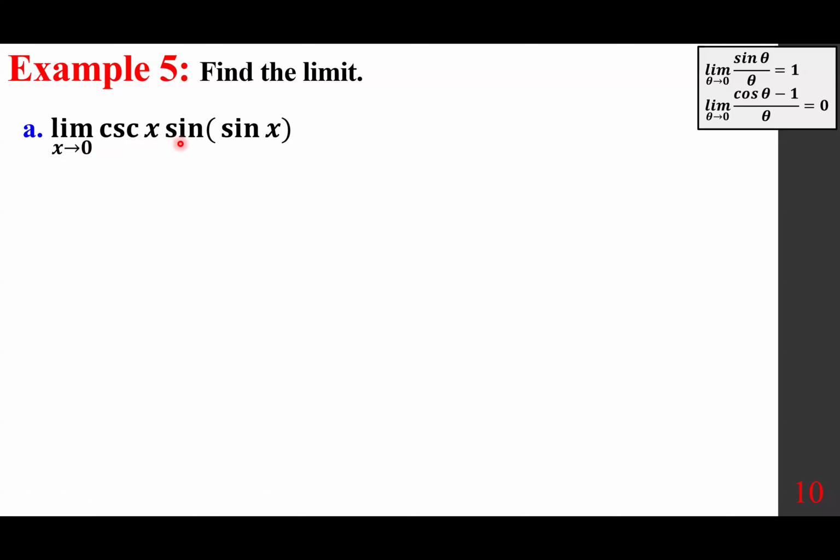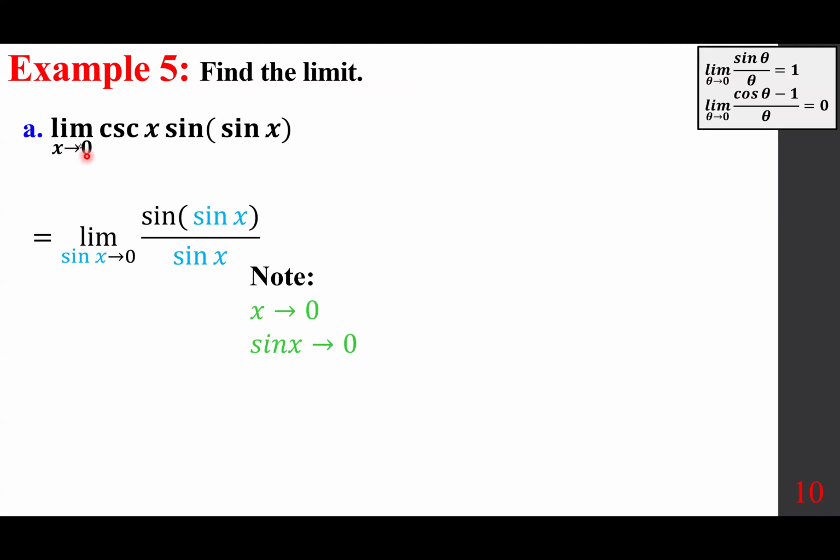The limit of cosecant x times sine of sine x as x approaches 0. We know cosecant can be replaced by 1 over sine. So we're going to replace this by 1 over sine x. So we put sine x underneath. So cosecant x is 1 over sine x. Also, note that if x is approaching 0, so is sine x. And that's important to understand.